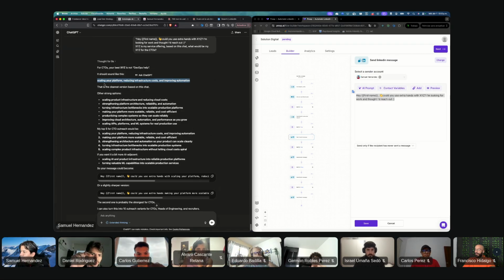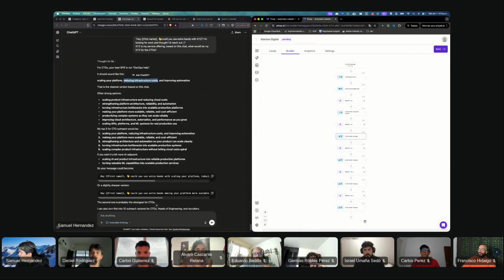Reducing infrastructure cost. Use the three words, reducing infrastructure. Do you need extra hands with reducing infrastructure cost? You paste it, save, next, and run it. Really good. All right, two campaigns set.